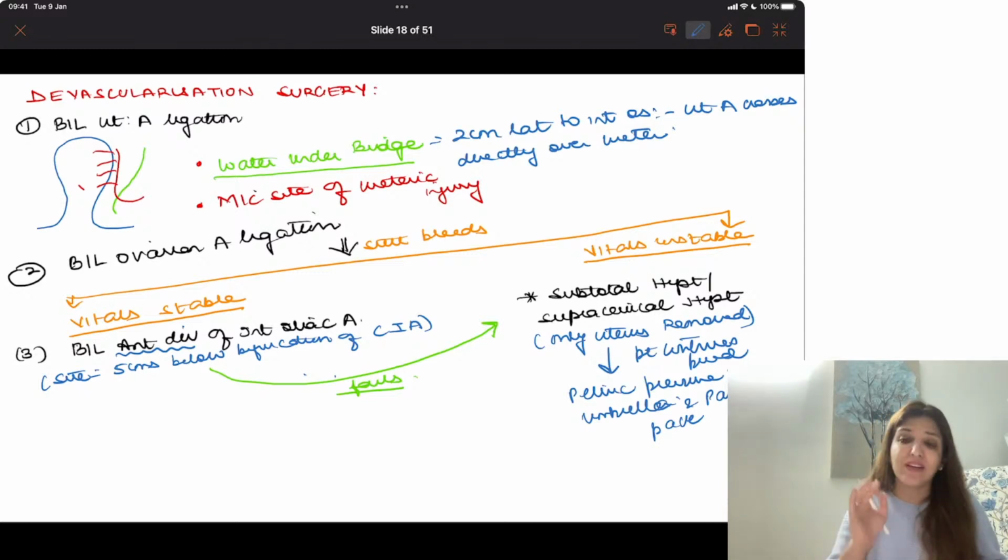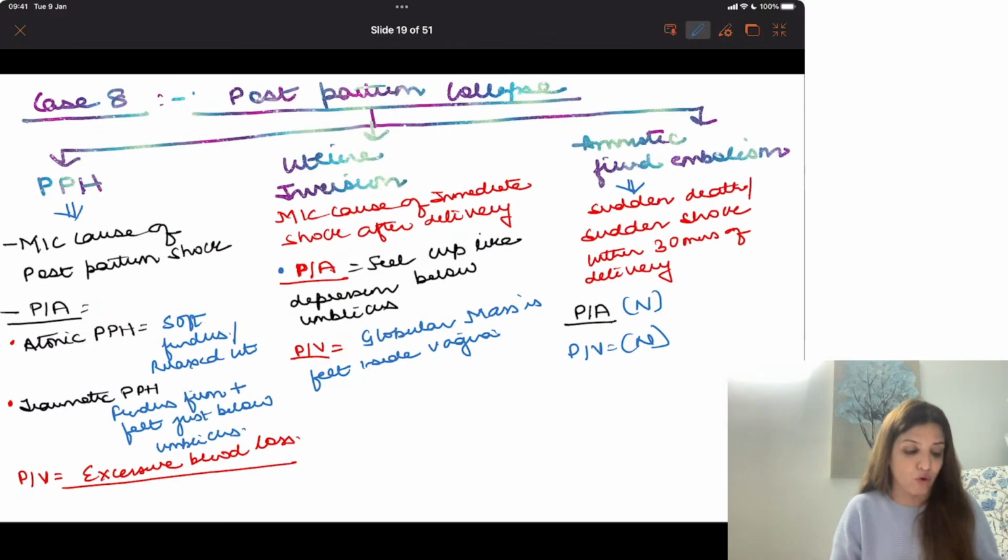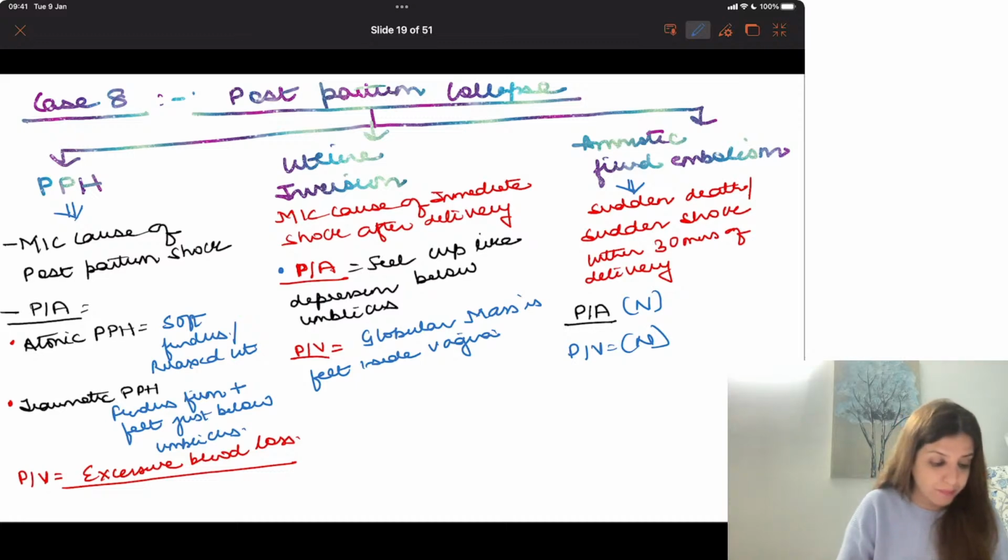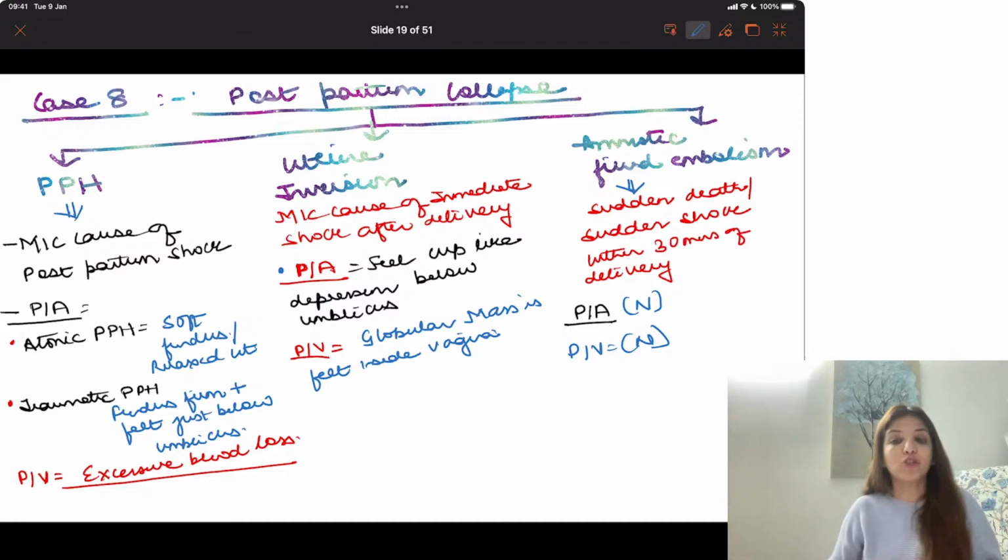And that is a very, very important case which is being asked these days in your INICET exam, in your FMGE and in your NEET exams. And that is a case of postpartum collapse. Last year in 2022, in your INICET also there was a question on postpartum collapse. In your NEET also there was a question on postpartum collapse. And in your FMGE exam also there was a question on postpartum collapse. Right? Now, postpartum collapse, if you get a question, there are three differential diagnoses which should come to your mind.